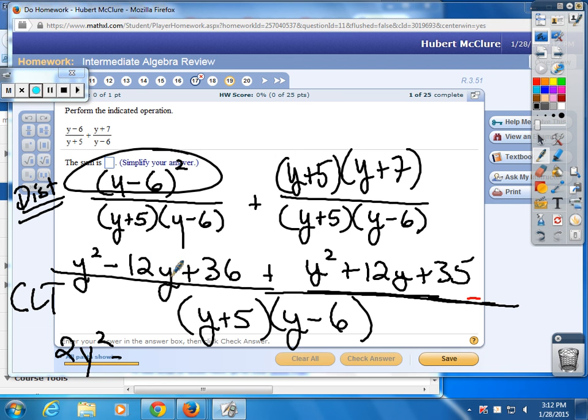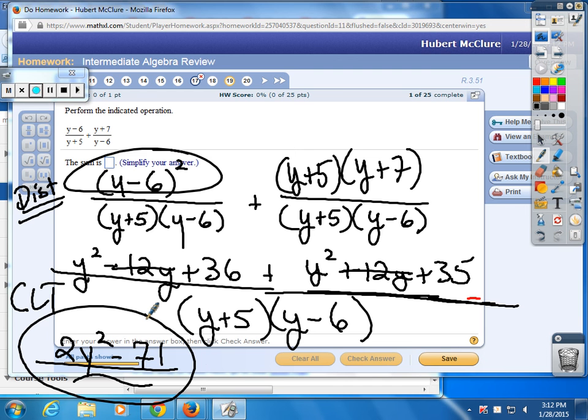What is negative 12y plus 12y? Goes out. No value. And then 36 plus 35 is what? 71 over, and you'll see me write a little squiggle right there. That means basically whatever the denominator is. Now, are you able to reduce that? Well, is anything going into 2 and 71? No. 2 will go into 71, what, 35 and a half times or something like that? So you're not going to be able to reduce it anymore.